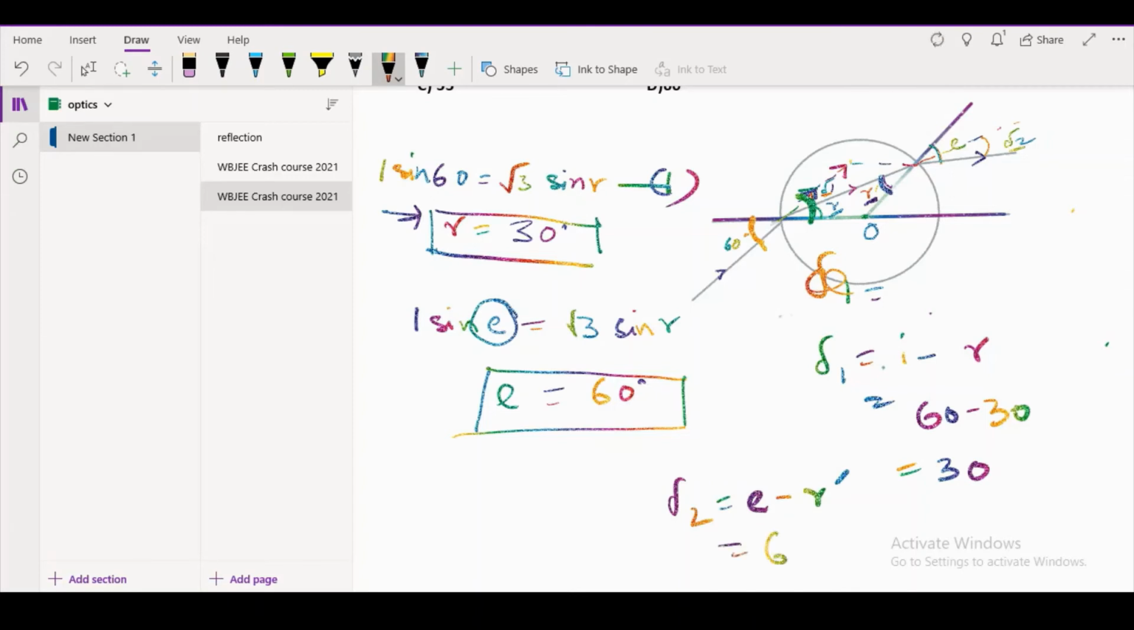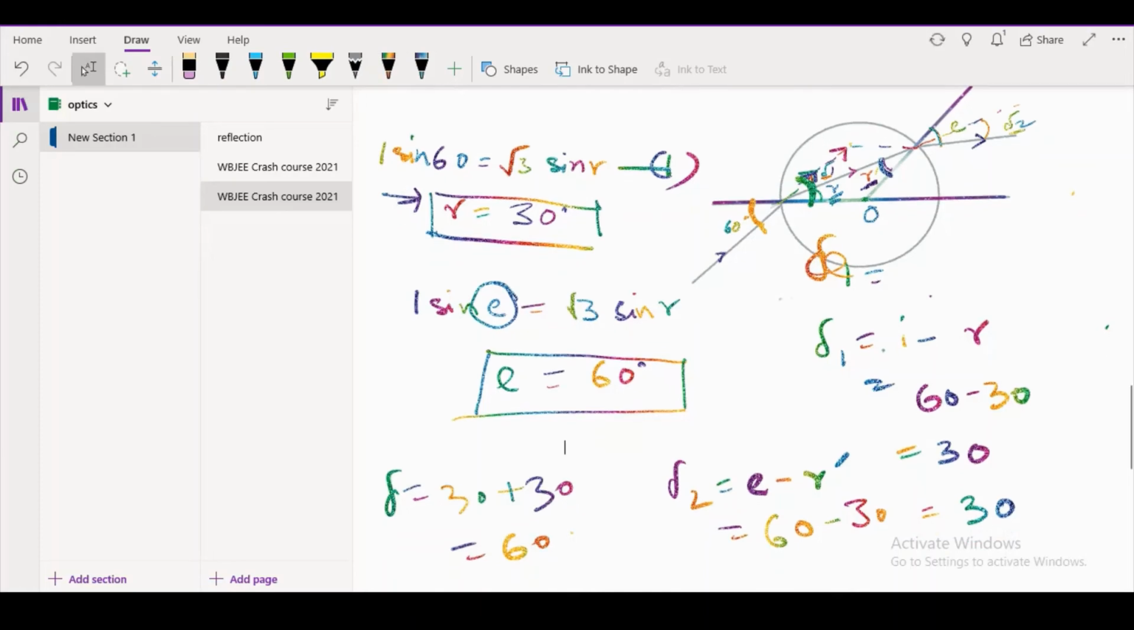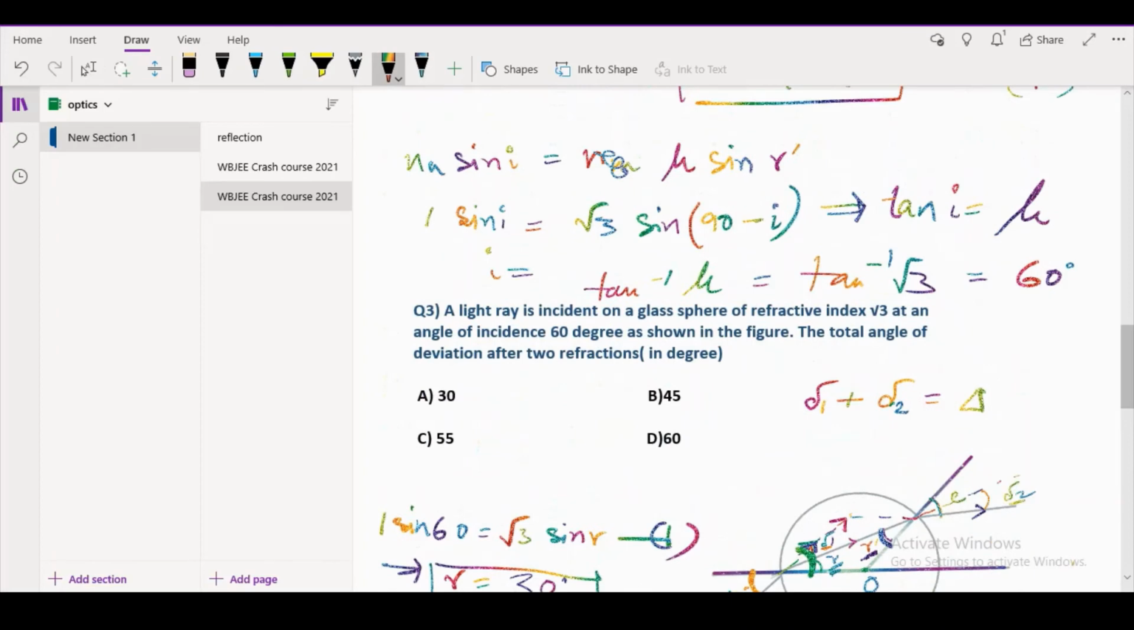e is 60 degrees, and r dash, what is r dash? r dash should be equal to r, so it is 30 degrees. Now the total angle of deviation should be 30 plus 30, that is 60 degrees. Let's find out if we are correct or not. So option D is correct.